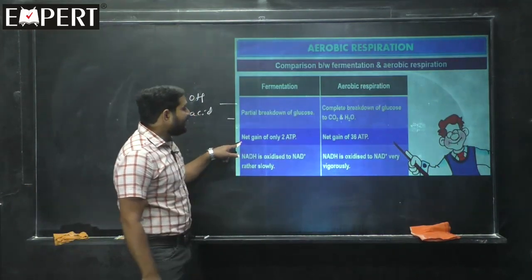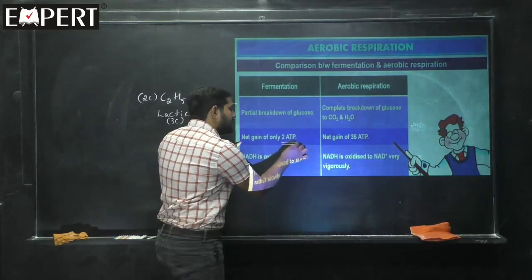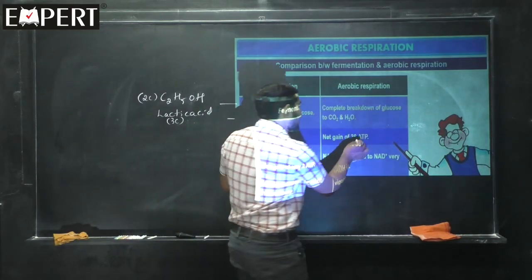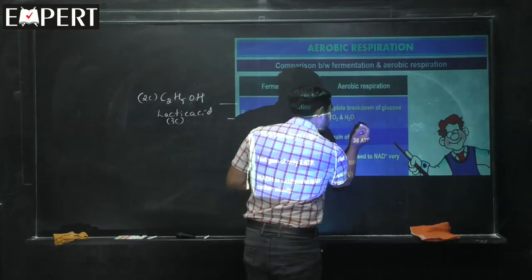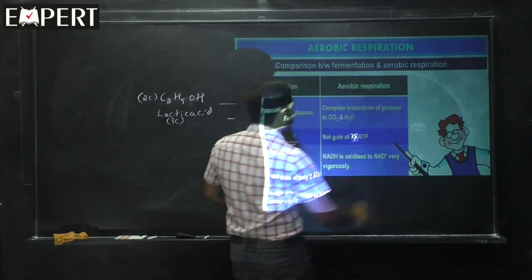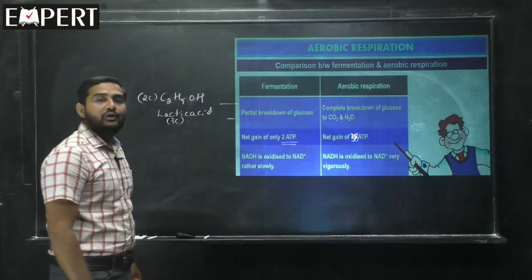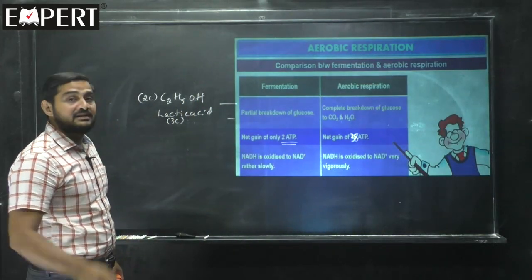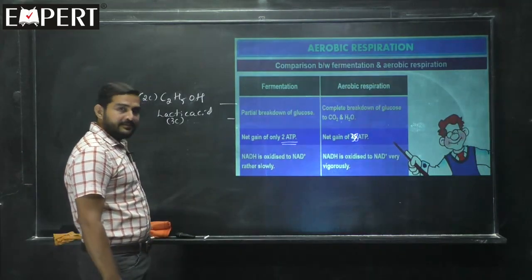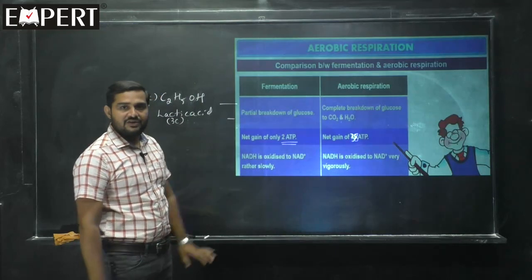The net yield of ATP is 2 ATP in fermentation, which is formed during glycolysis, if you remember. And the number of ATP formed here is 38 ATP. I will write once again: 38 ATP is formed during aerobic respiration. Do not forget that. Then in fermentation, what happens?